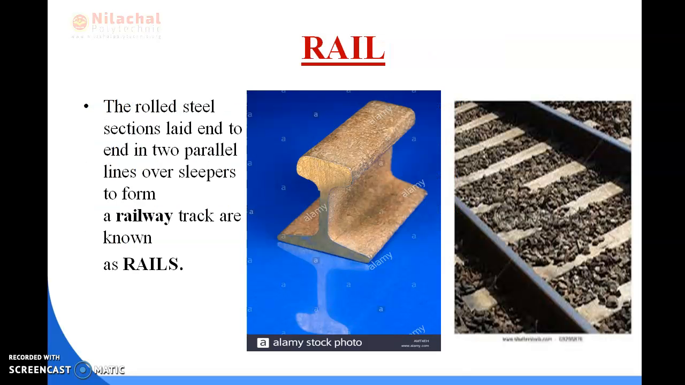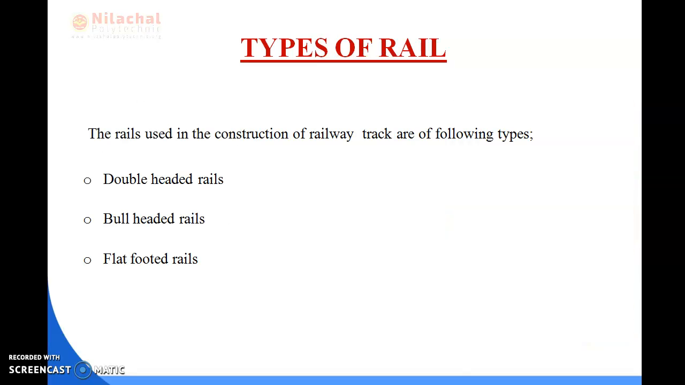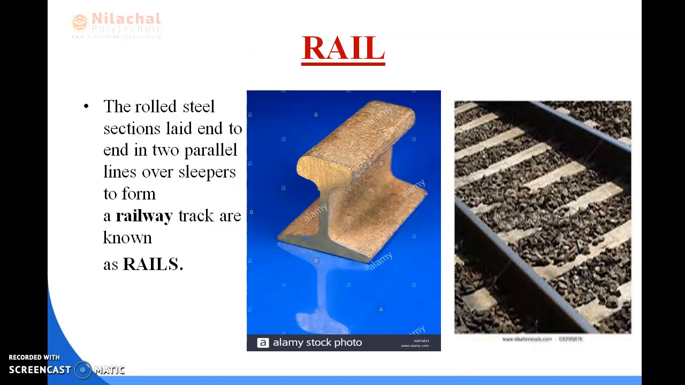So next we come to another side, which is the types of rail. Here we discuss what the types of rail are. Basically, rail is of three types. And here is the image of your rail, a cross section of your rail. This is your track, and here I am showing you the cross section part of your rail.